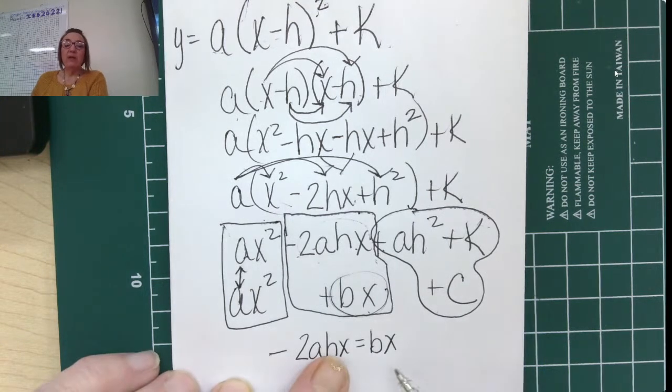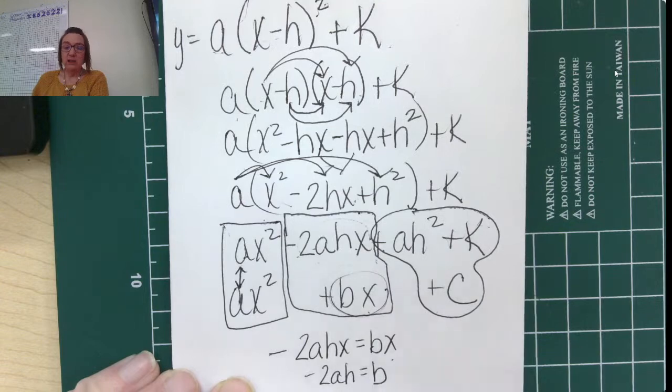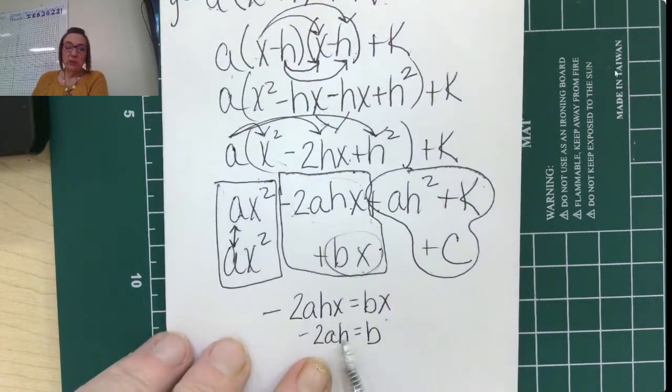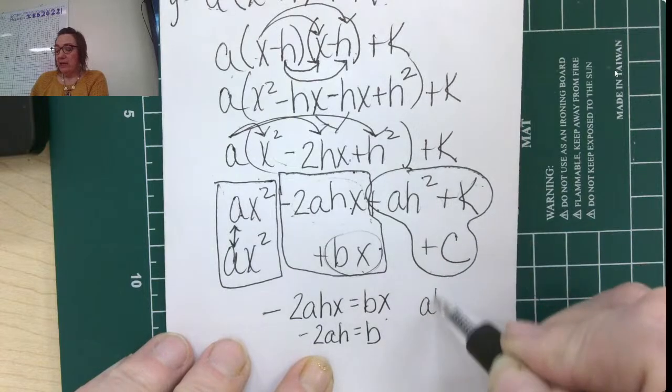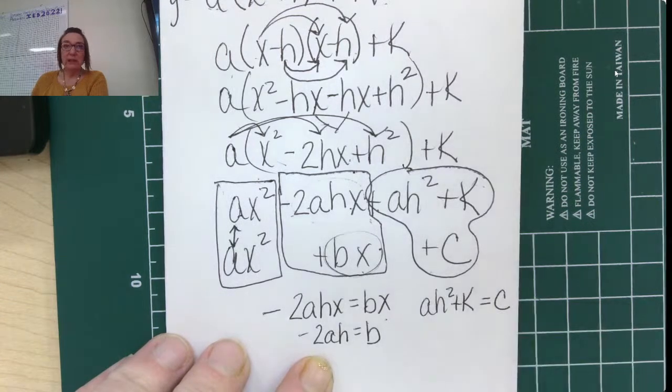Since they both have x, what would happen if we divided both sides by x? It'd cancel on both sides. So really, it doesn't matter what x is. This is what we've got, because regardless of what x is, we would still just have this. Y'all with me so far? And then ah squared plus k is equivalent to c. So far, so good?